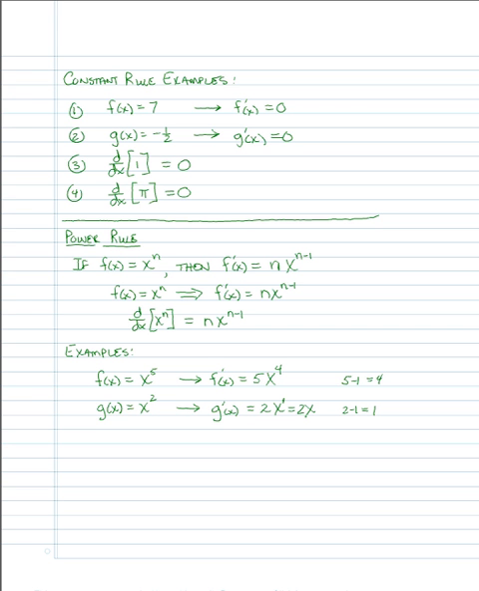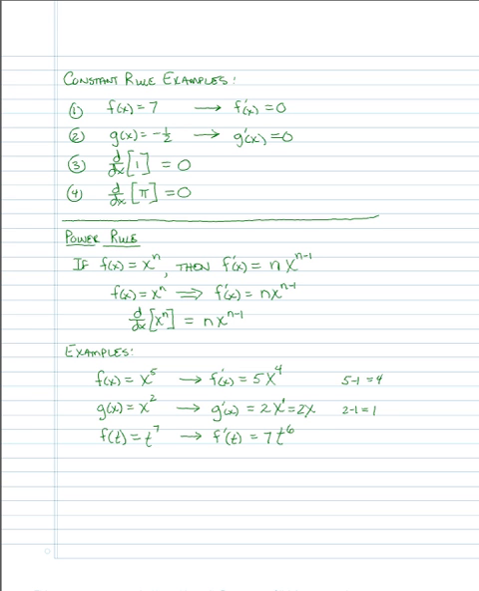Now, I'd also like to point out that sometimes we're given a function in another variable name. It might be f of t is equal to t to the 7th power. Well, then if we're asked for the derivative, it would look like f prime of t, and of course that would be 7 times t, not x, to the 6th power in this case.